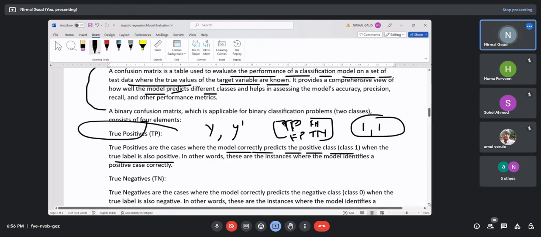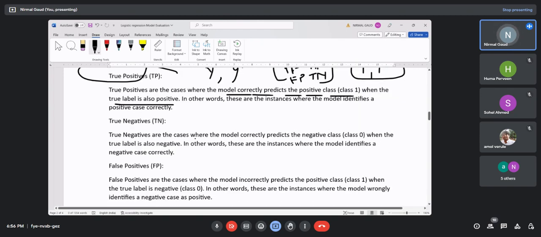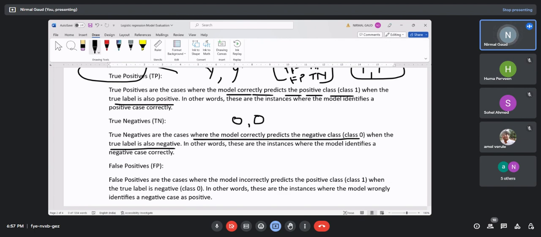What is true negative? True negative means the model correctly predicts the negative class. Remember, there is confusion here, and people also get confused with these terms. True negatives mean the model correctly predicts a negative class. Your negative class is 0, your model also predicted 0 when the true label is also negative.